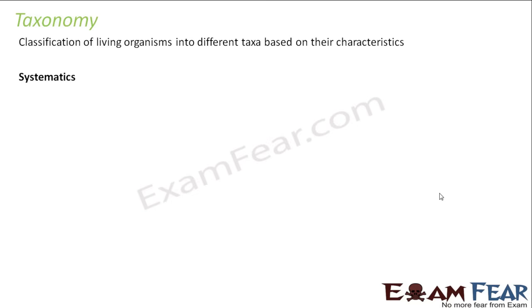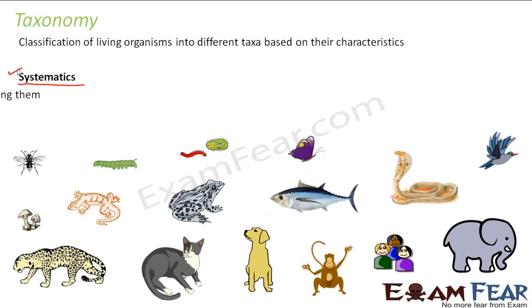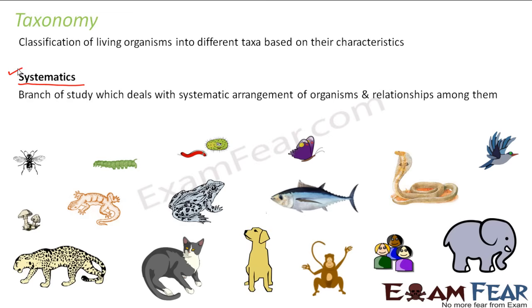characteristics. Now, when I talk about taxonomy, it becomes important to talk about systematics. Systematics is the branch of science which deals with systematic arrangement of organisms and relationships amongst them. This is a very important branch of science. You can use the words taxonomy and systematics as synonyms of each other because they more or less mean the same thing. But when I say systematics, this is the name given to that branch of study. Now our agenda throughout will be to classify organisms into different groups and then study the characteristics of that particular group.